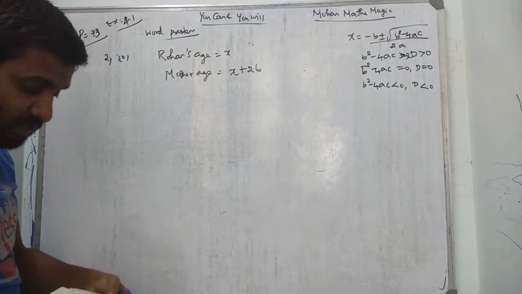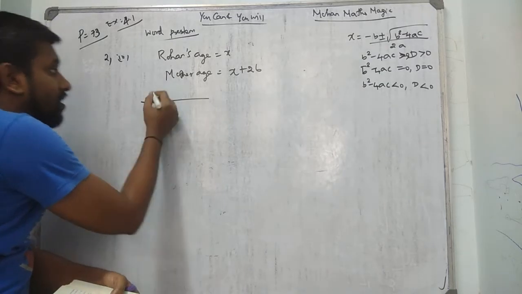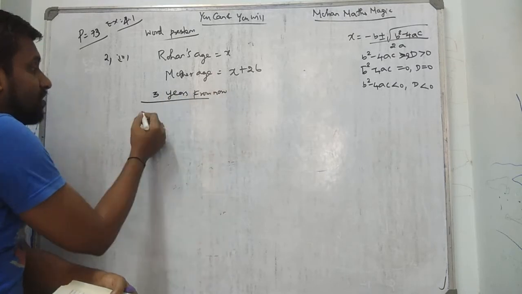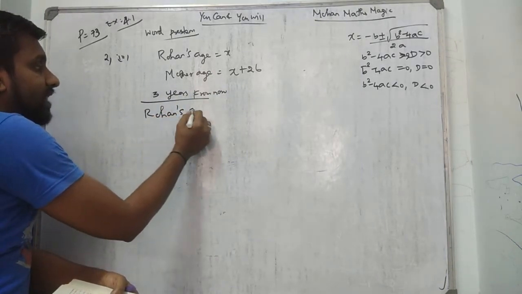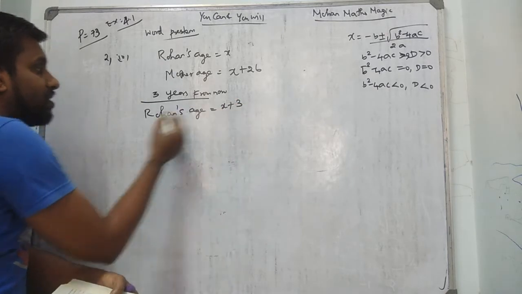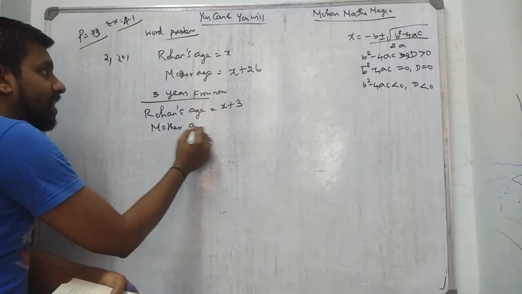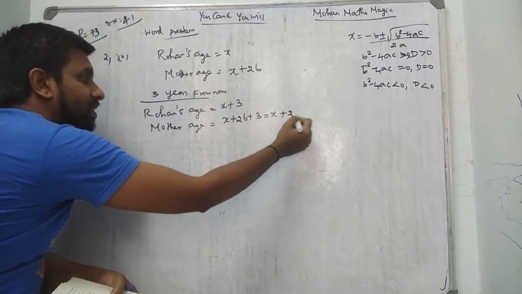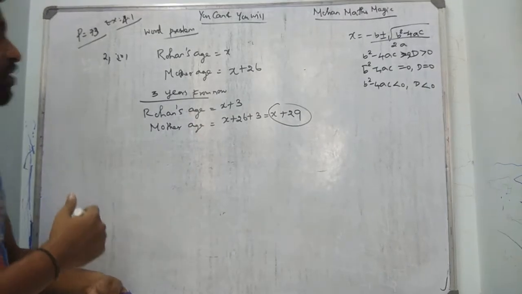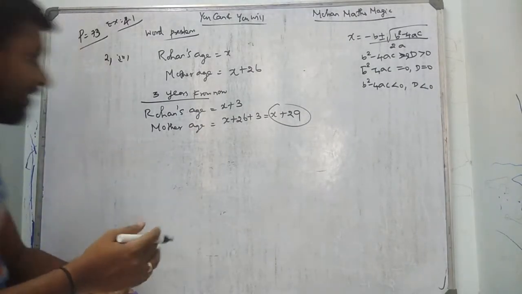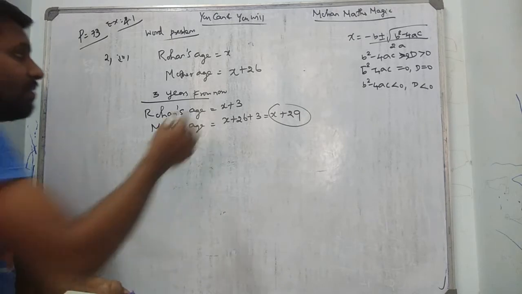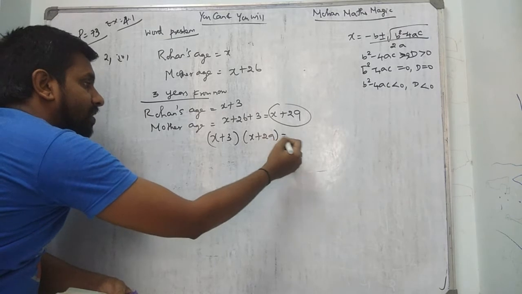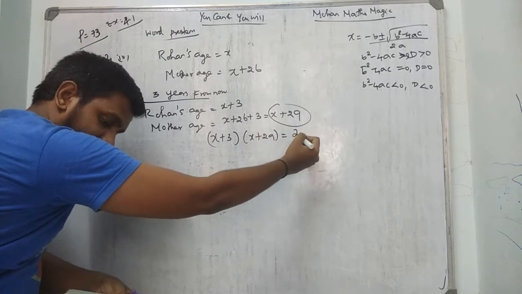Product of the ages 3 years from now. So we have to underline '3 years from now', meaning afterwards. Rogan's age after 3 years is x plus 3. At the same time, the mother's age will also be 3 more: x plus 29. This is very important. Once Rogan's age moves, the mother's age also moves. The product will be 360. The product, the multiplication: x plus 3 into x plus 29 will be 360.